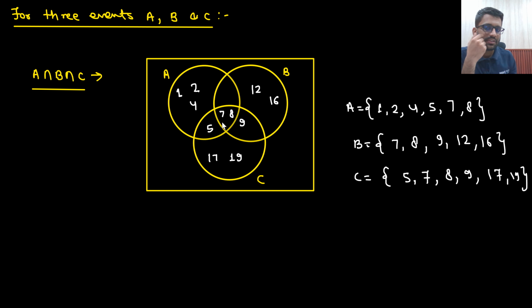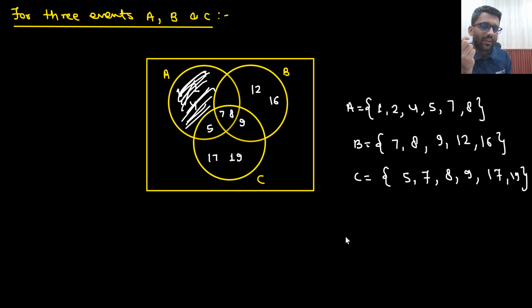Now what does this show? A intersection B intersection C. This one is the common of all. So we will show them one by one. If I talk about only A, then it will be this one, right? If I talk about only B, then this will be this one, only B. If I talk about only C, then this will be this one. If I talk about A and B and C, and the sense of "and" means all should be coming, that means this one.